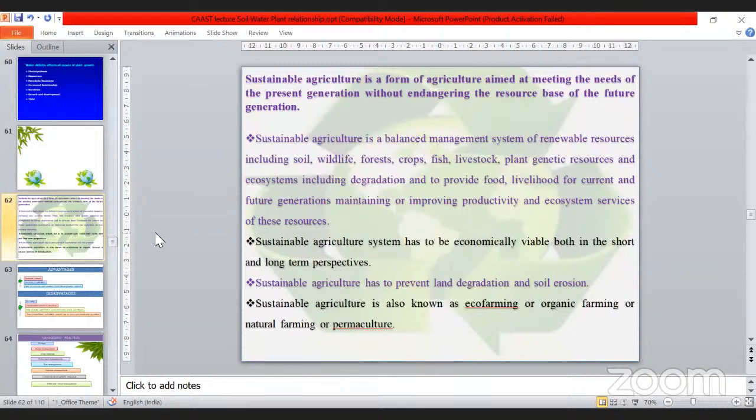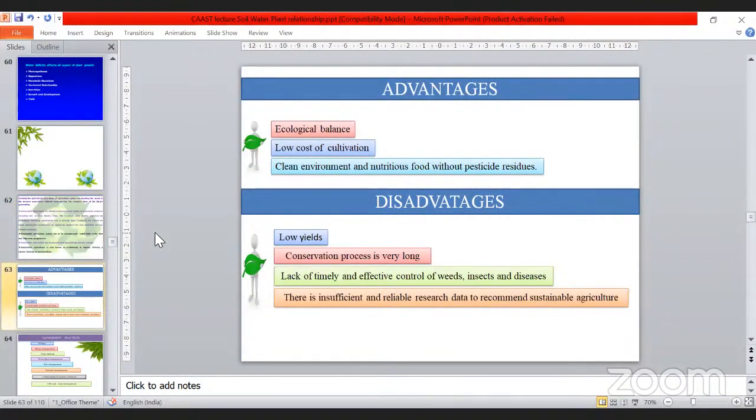So sustainable agriculture is also known as eco farming, or organic farming, natural farming, or permaculture. The advantages, everybody knows, are that it can maintain the ecological balance and has a low cost of cultivation, because you are adding nutrients and practices which are available in nature, in your ecosystem, or resources available to you. You are not adding anything highly costly or requiring heavy inputs. So it is low cost of cultivation, with a clean environment and nutritious food without pesticide residue.